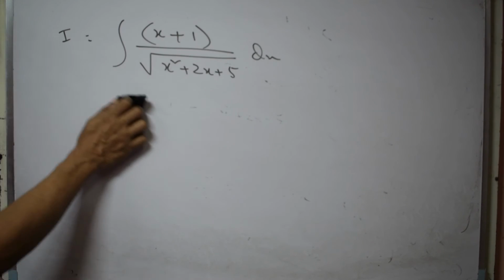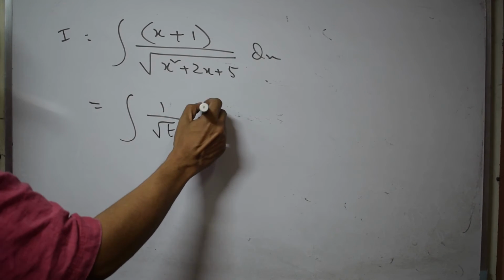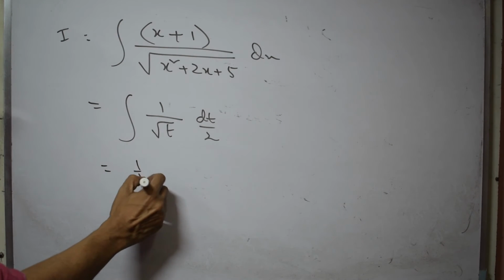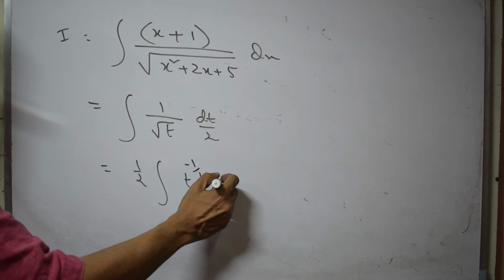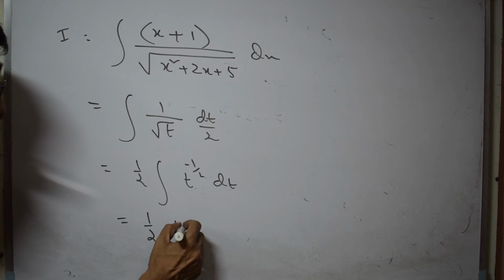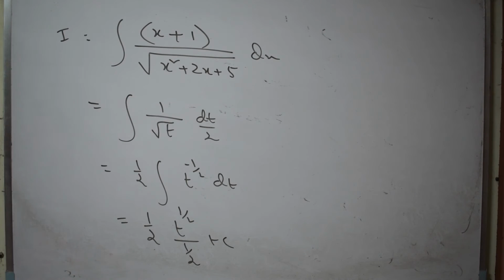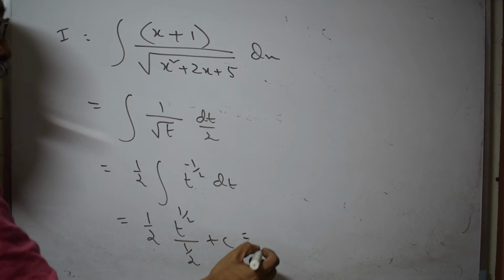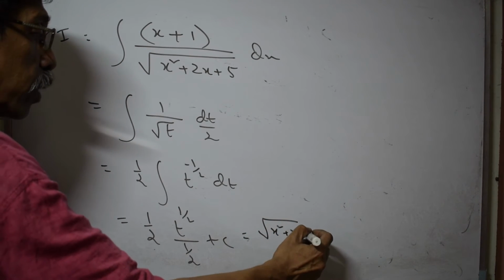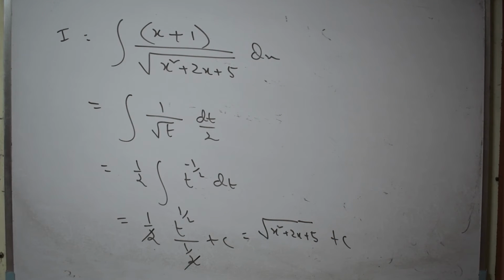So our final expression now is 1 by root t dt by 2. This dt by 2 is due to x plus 1 dx. We'll take half outside, t to the power minus half, because the denominator is t to the power half. Now we will integrate half t to the power half by half plus c, that half comes from minus half plus 1. So finally the answer of this question is root t, and root t is root over x square plus 2x plus 5 plus c. These two and these two cancelled. So this is the expression.